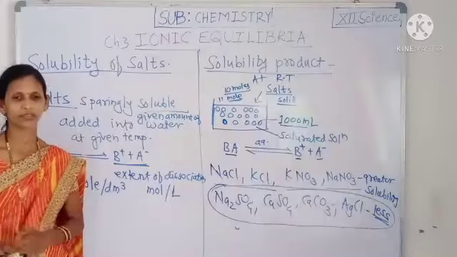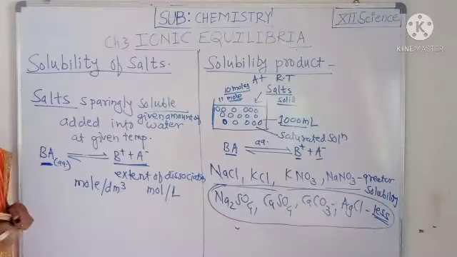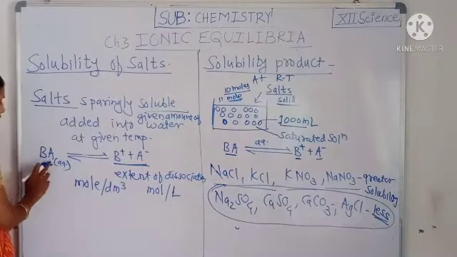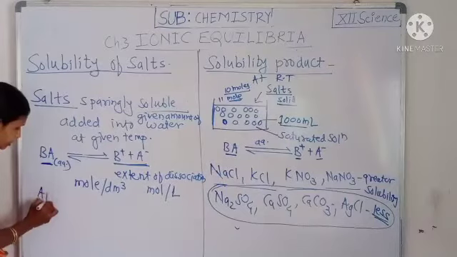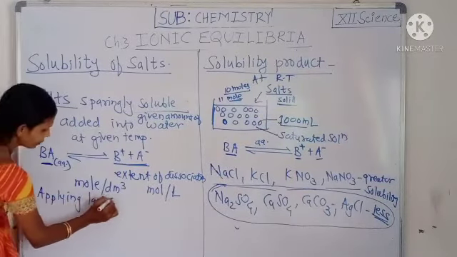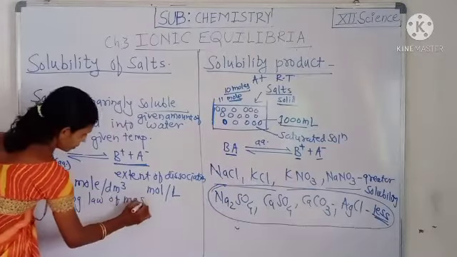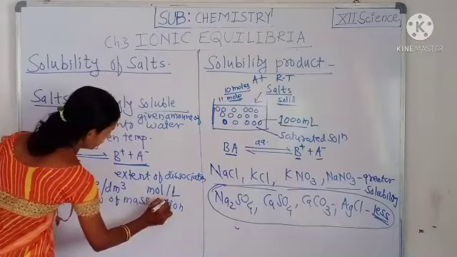Equilibrium is attained between the equilibrium concentrations of the salt in a saturated solution of that salt. And if we apply the law of mass action to this equation, because equilibrium is attained here, therefore we can apply the law of mass action to the above equilibrium.